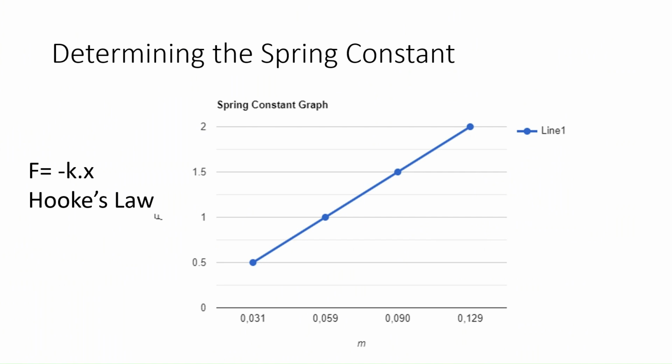Before starting the experiment, I needed to determine the spring constant. To find the spring constant, I used a dynamometer and I applied Hooke's law. To apply Hooke's law, I needed a couple of measurements. I did 4 measurements. I put all my data into a graph, and by calculating the slope of the graph, I could find the spring constant, which was 16 newtons per meter.